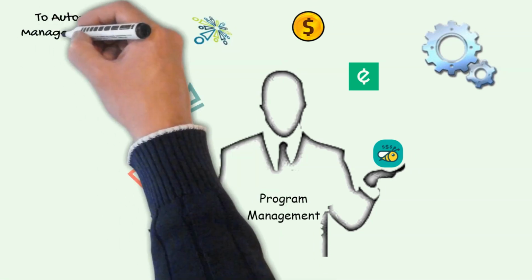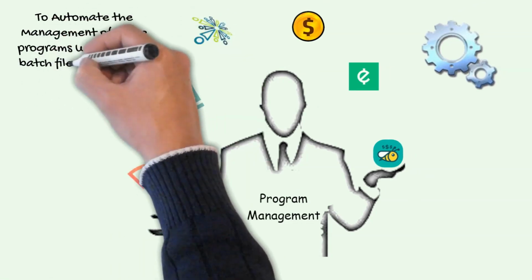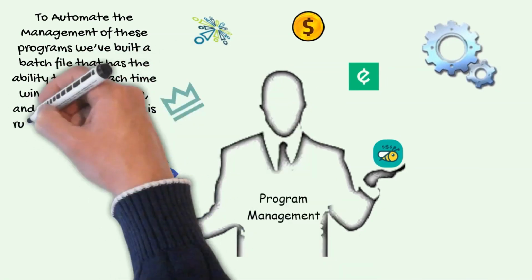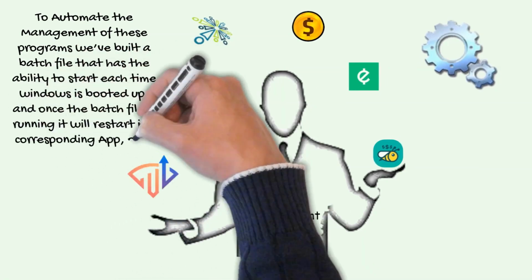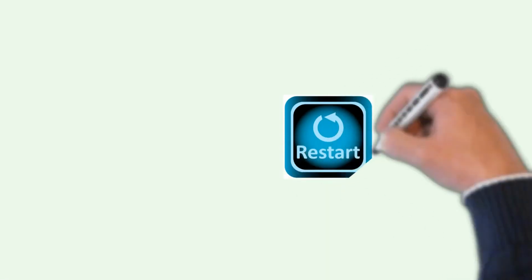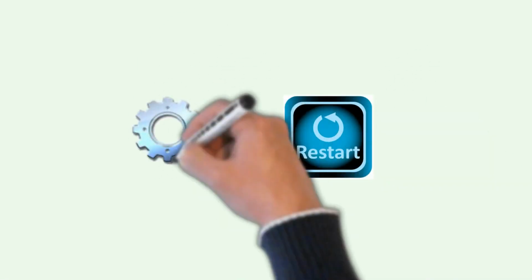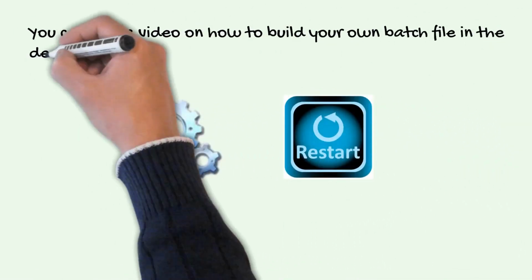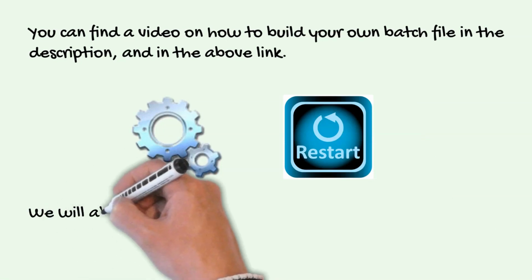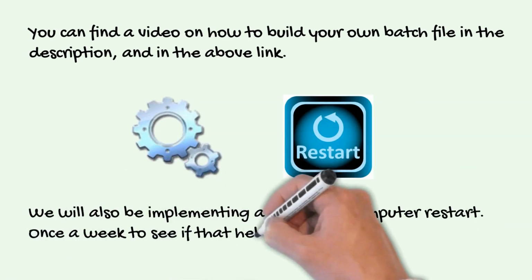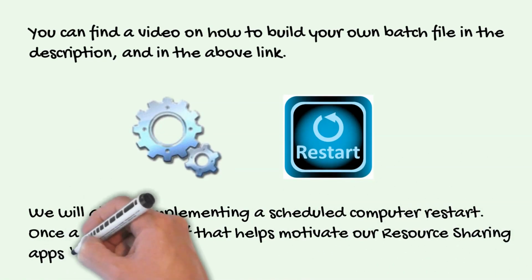To automate the management of these programs, we've built a batch file that has the ability to start each time Windows is booted up, and once the batch file is running it will restart its corresponding app, once each day counting down from 24 hours. You can find a video on how to build your own batch file in the description and in the above link. We will also be implementing a scheduled computer restart once a week to see if that helps motivate our resource sharing apps to be more fruitful.